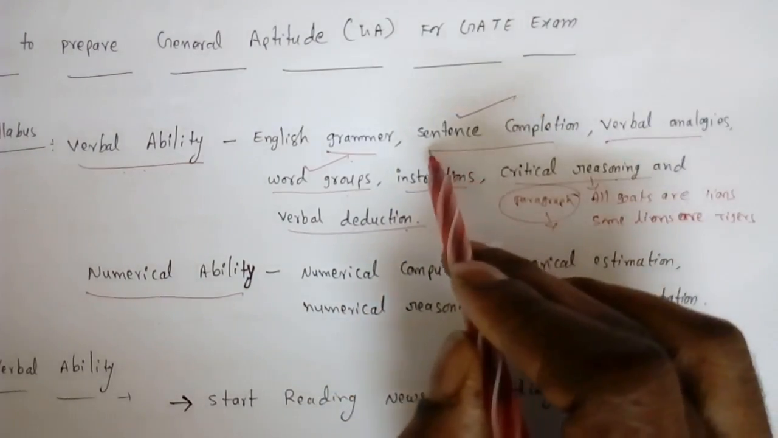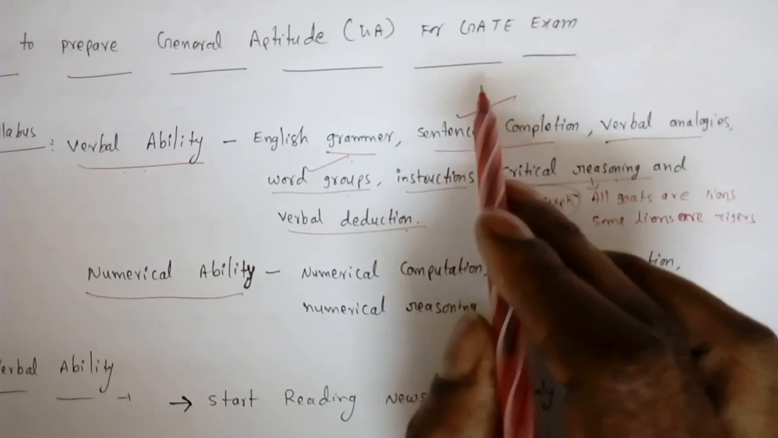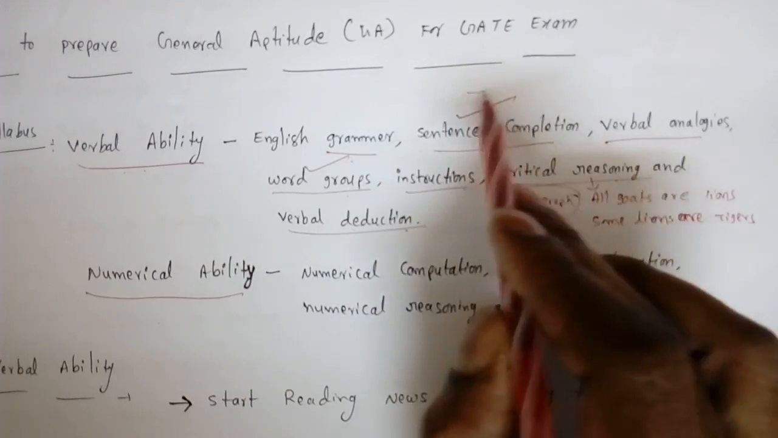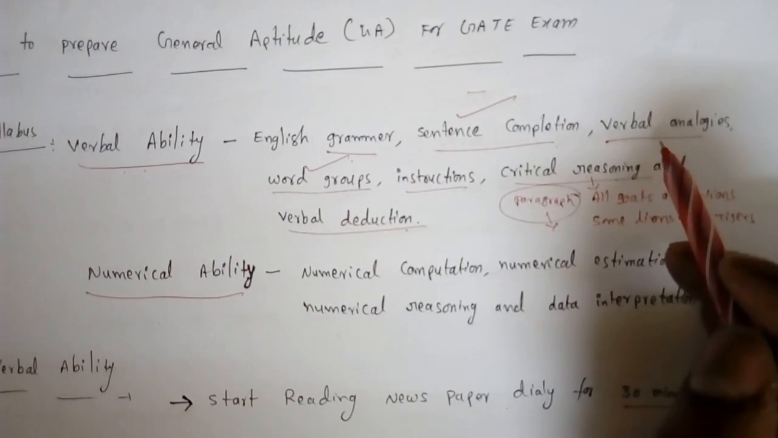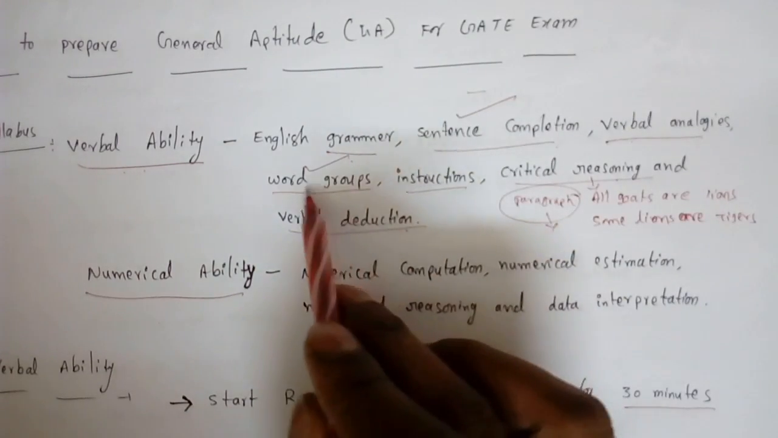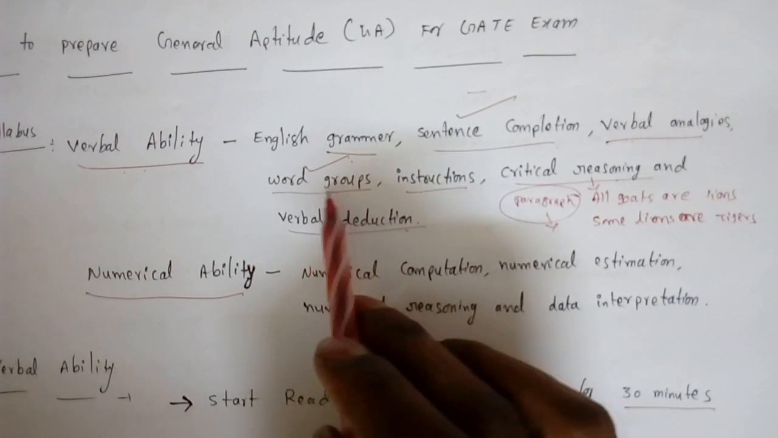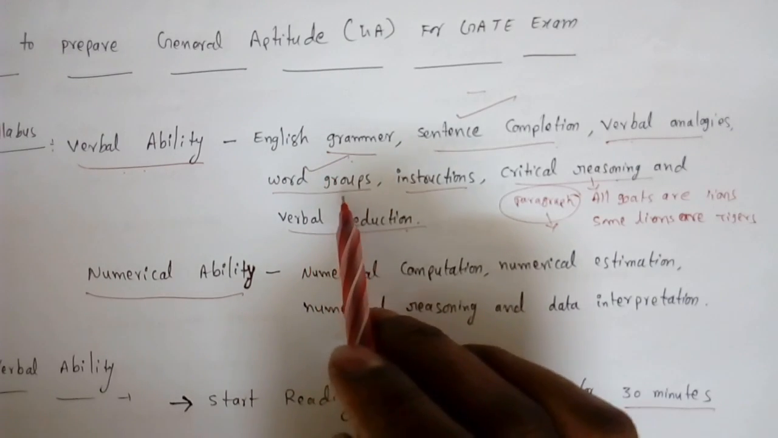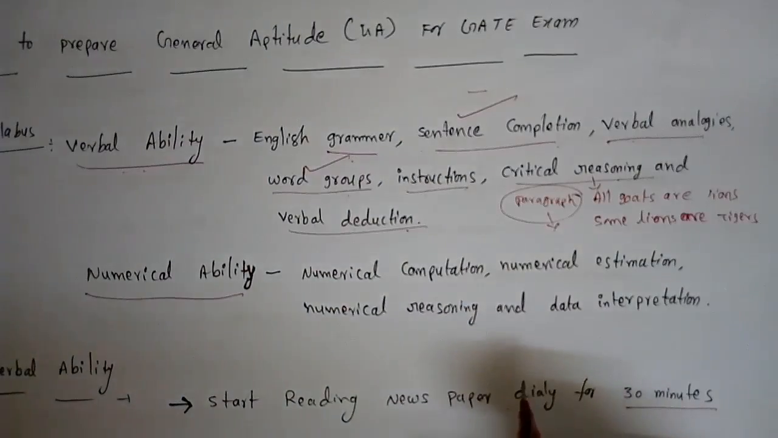And we more frequently get sentence completion questions. They will give a blank in the sentence, then we have to fill that in. Next, verbal analogies means antonyms, synonyms, meanings, etc. Word groups: two words will be given, and we have to identify a similar kind of word group. So mostly we'll get this type of questions.